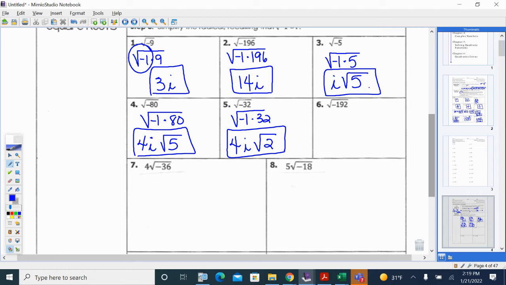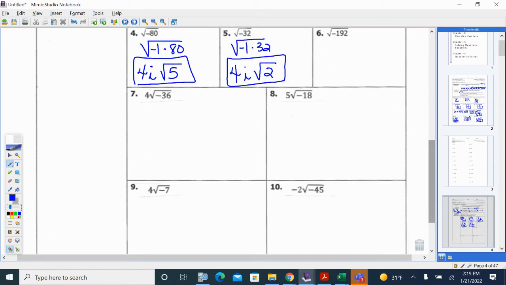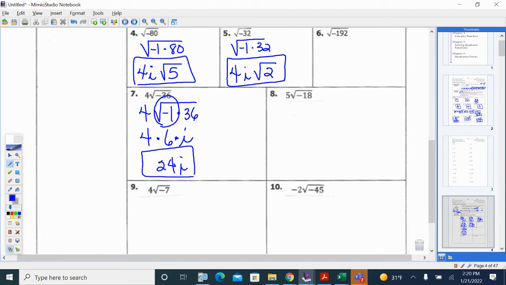Number 7, just really quick. Number 7 and number 8 are different than the rest because they have that coefficient in front. Same thing with 9 and 10. There is a number in front. So number 7, I'm gonna rewrite this as 4 times the square root of -1 times 36. Now 36 is a perfect square, so the square root of 36 is 6. So we have 4 times the 6, and then of course the square root of -1 is the i. So 4 times 6 times i. So 24i is your answer on number 7.